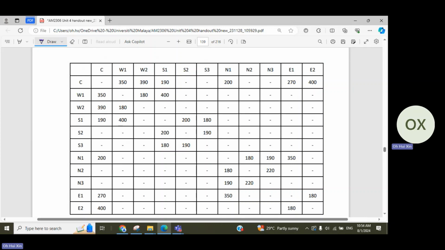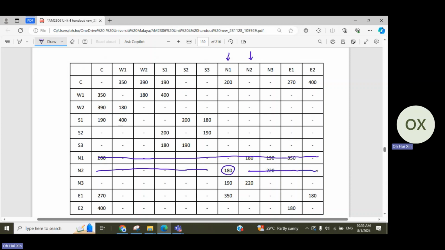So remember: arrow, strike, circle, arrow, strike, circle. Arrow at N1, strike through the entire row for N1. Look at the column that you have already put the arrow on, which has 200, 180, 190, 350. Smallest is 180. So circle 180, and 180 brings us to N2. Arrow at N2, strike through the entire N2.